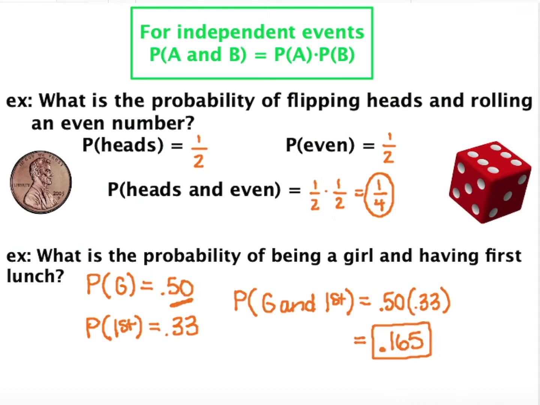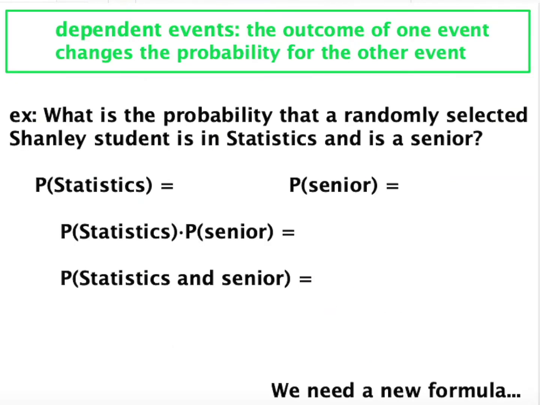And you should notice that that probability is lower than either of those things happening just all by themselves, because as you add more and more stipulations, more and more criteria, the probability naturally goes down. Now, dependent events gets a little trickier. The outcome of one event changes the probability for the other event.